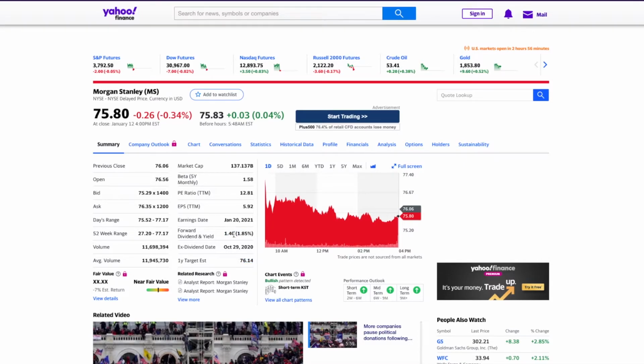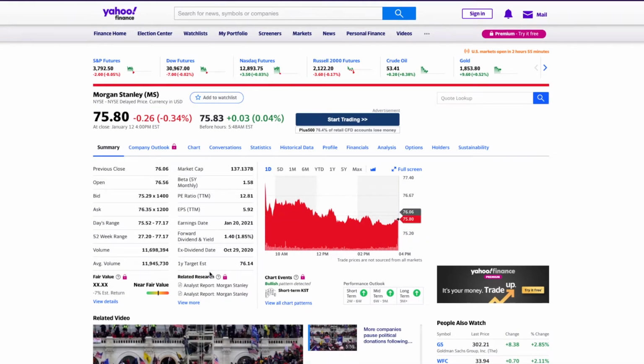Again, you can see the dividend 1.85%. So that's a nice healthy dividend. As you can see over the years, steady growth on that dividend. P/E ratio 12.81, so below the sector average of about 14.5. So everything here looks positive.